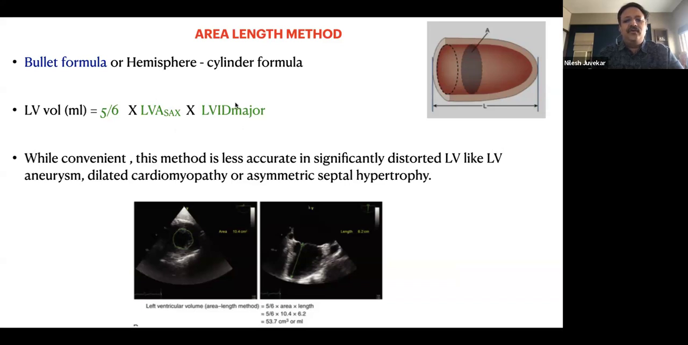So we take two views. One is the transgastric mid papillary short axis view, and in systole, we take the end systolic area. Here we see, and again we take the LVID minor. Yes, we see it is in the systolic frame because your mitral valve is closed, and this is the LVID major. And when we substitute these two values, that is 10.4 and 6.2, in this particular formula, we get the LV volume by the area length method.